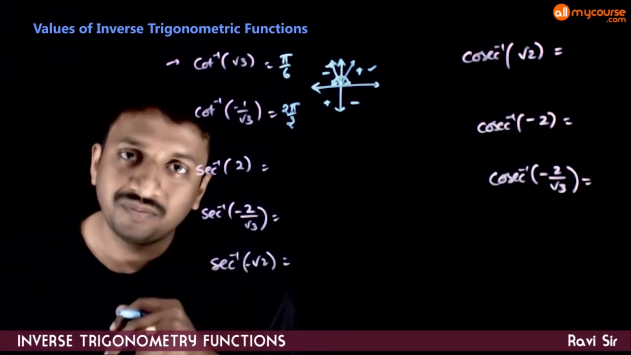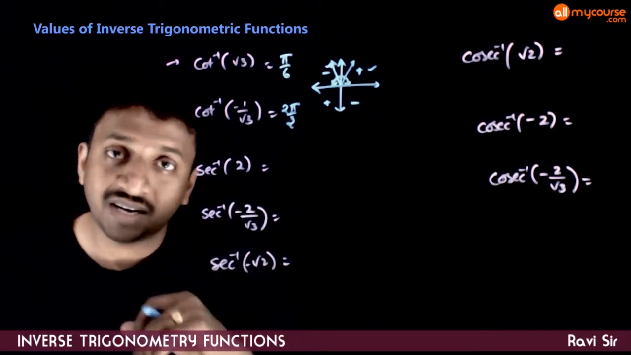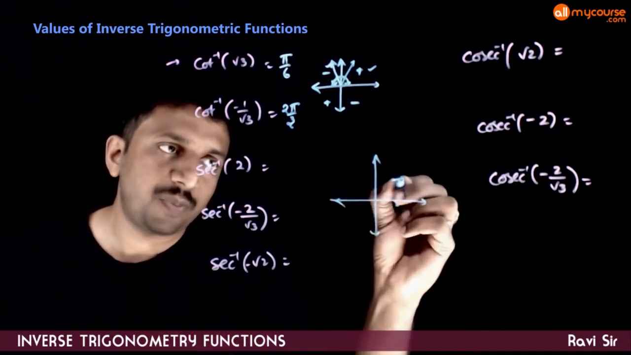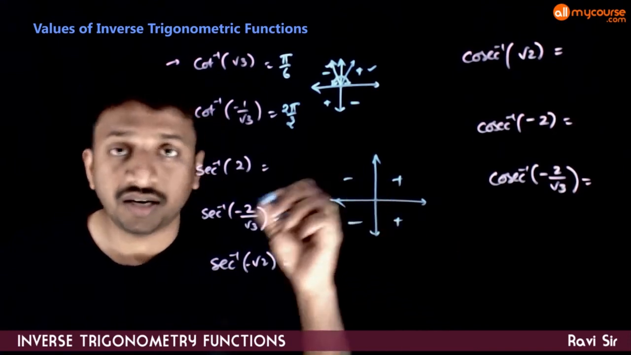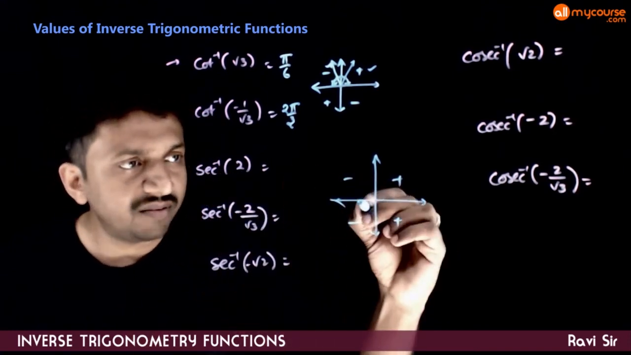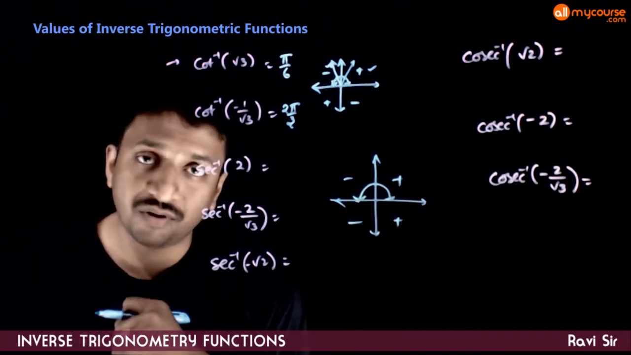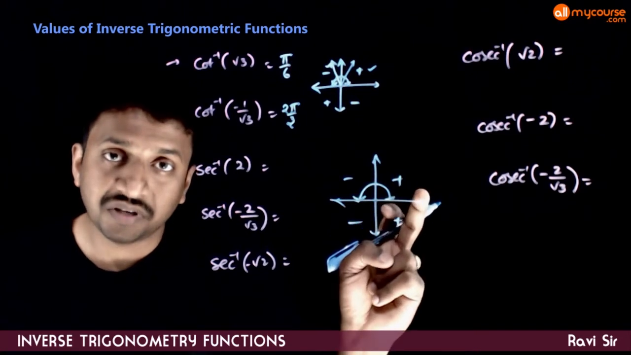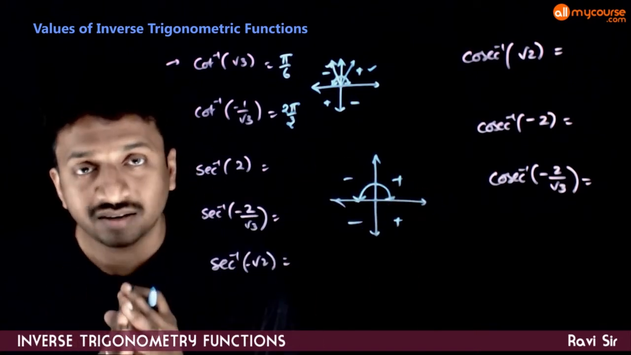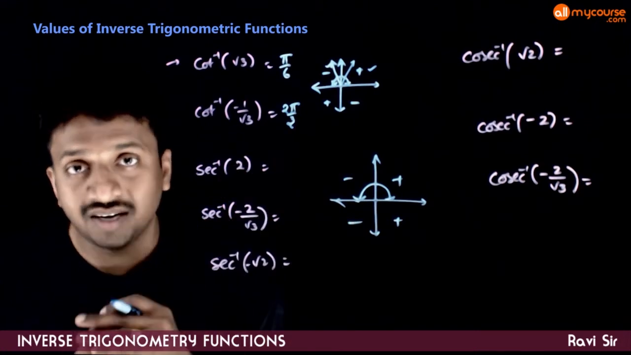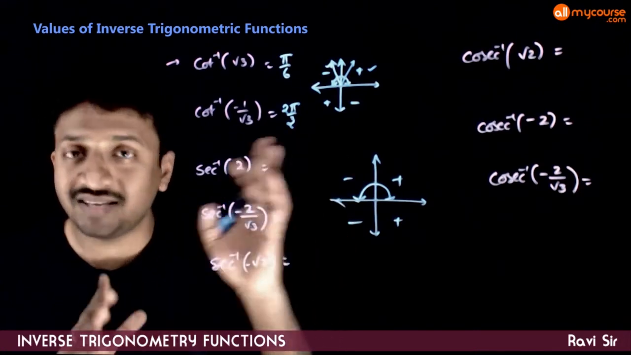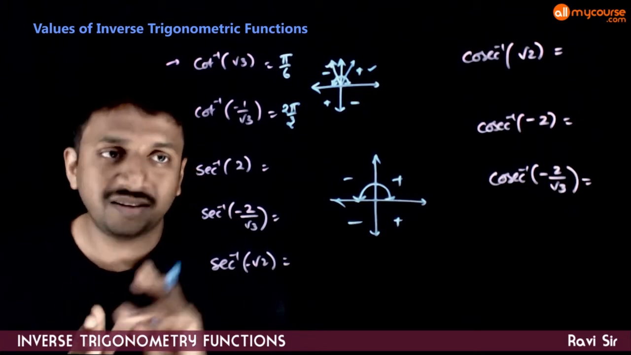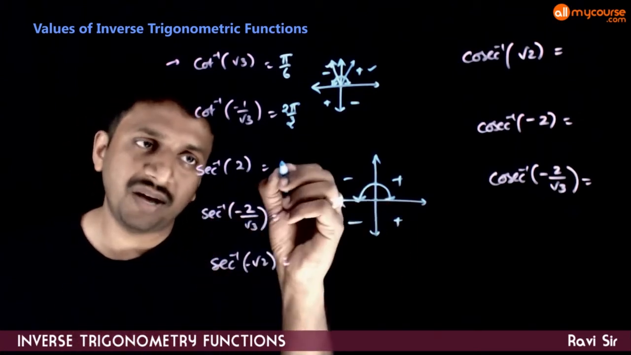Secant inverse of 2. Again, what is the quadrant diagram for secant inverse? Secant is positive here, negative here, negative here. And the range of secant inverse is 0 to pi. This is how you draw the diagram. Now, if positive numbers go inside secant inverse, you get angles in the first quadrant. If negative numbers go inside secant inverse, you get angles in the second quadrant. Secant inverse of 2: for what value of theta is secant equal to 2? Pi by 3.